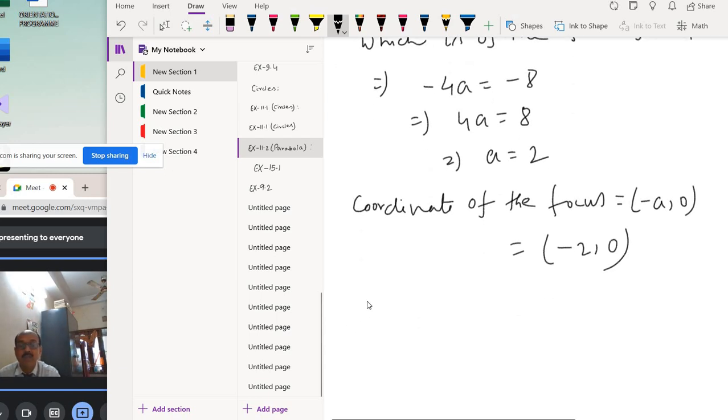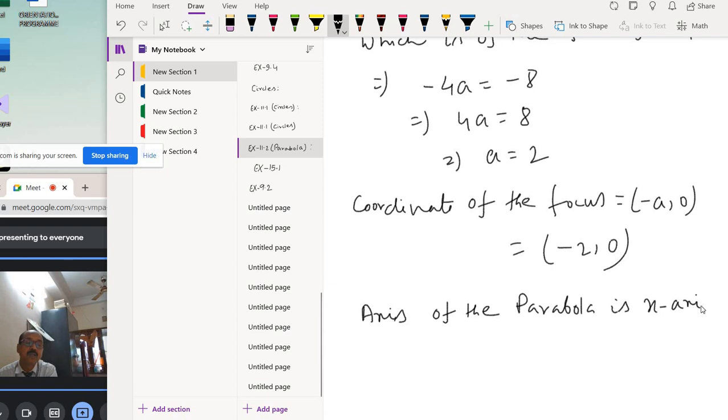The axis of the parabola is the x-axis, because the focus is on the x-axis. So the equation of the axis is y equal to 0.